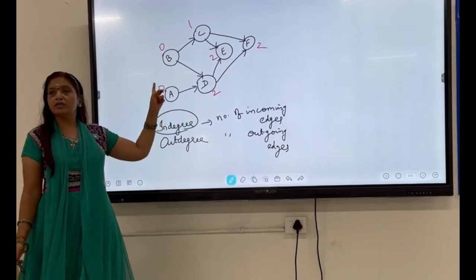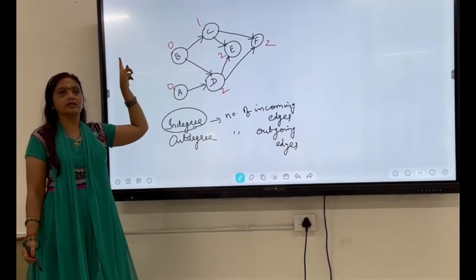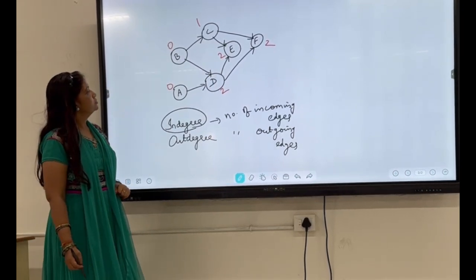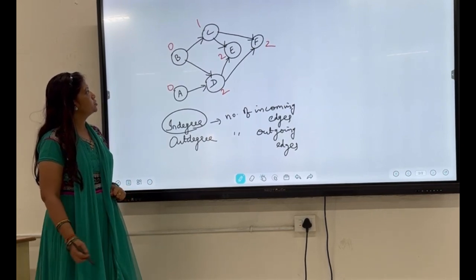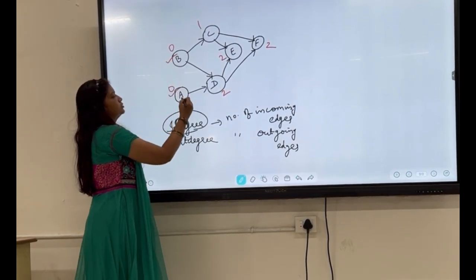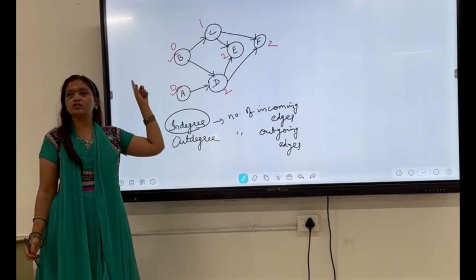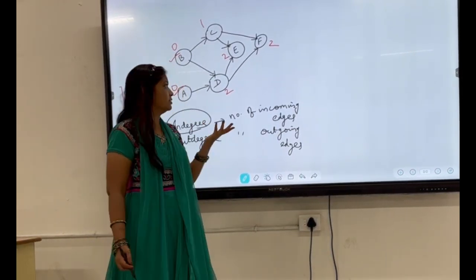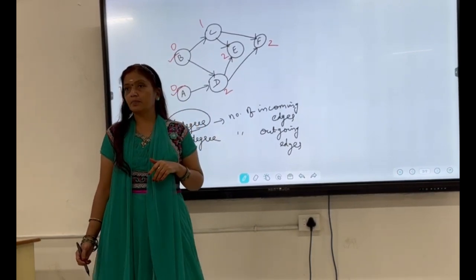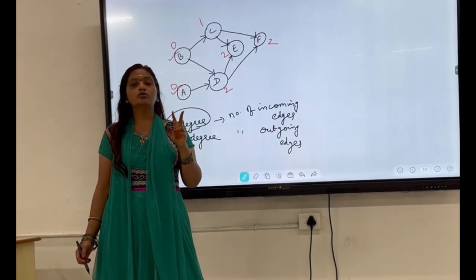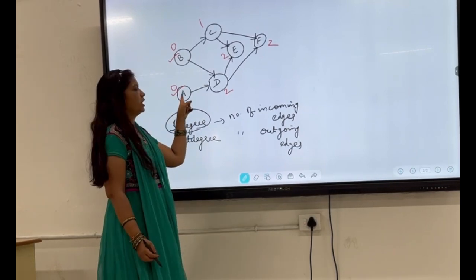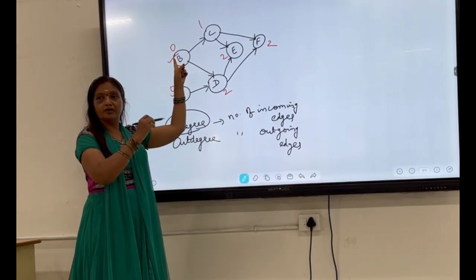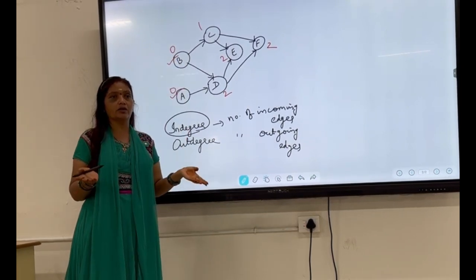Out of these in degree values, I have to select the node with in degree 0. How many nodes are there? I have 2 nodes with in degree 0. Out of these 2 nodes, I can select arbitrarily, either A or B. So I may get 2 different solutions. If I select A, I get one topological sorting. If I select B, that will give another solution. Both solutions are right.